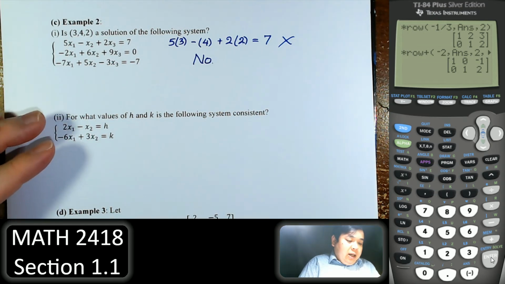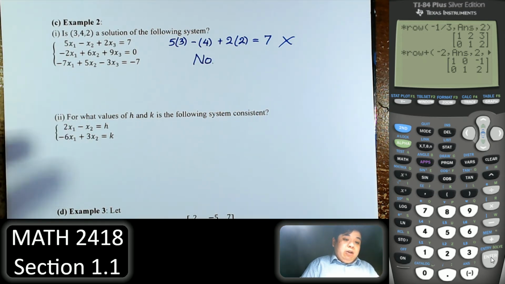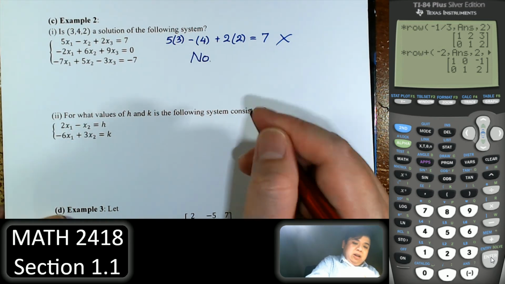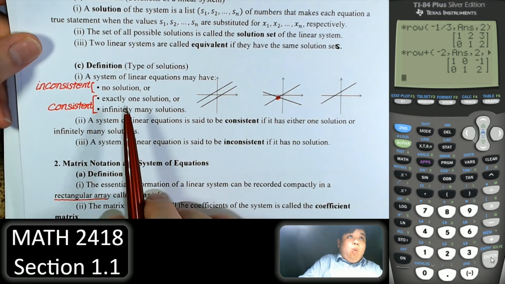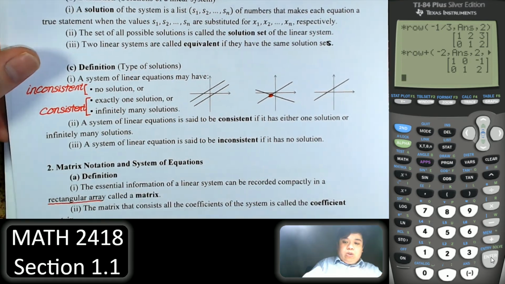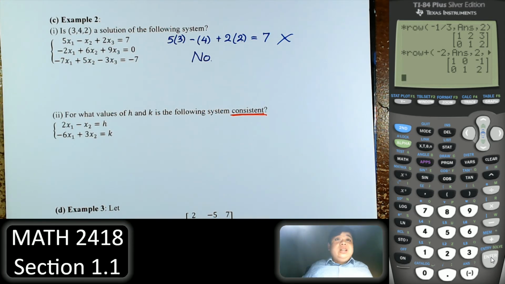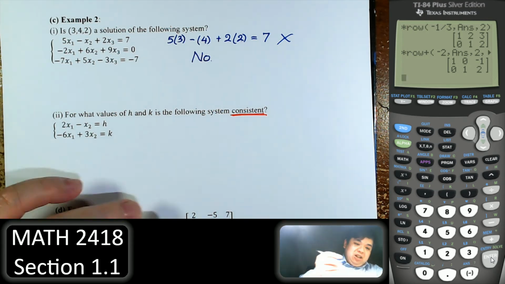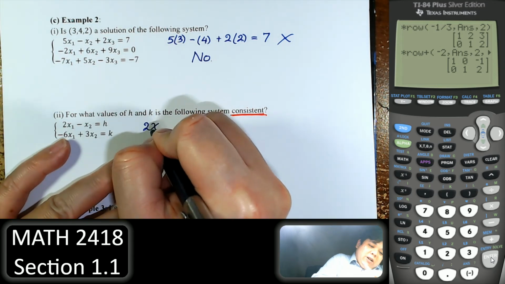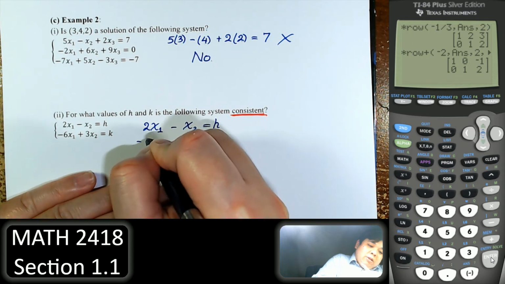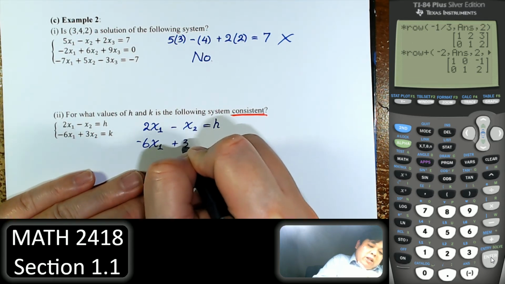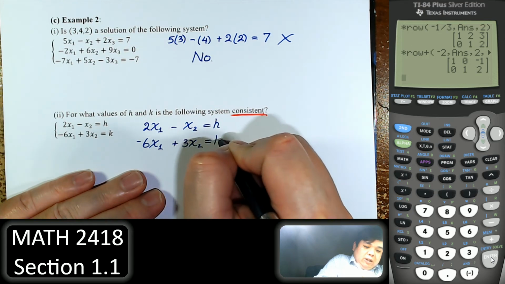Right, next. For what values of h and k is the following system consistent? So what does consistent mean? Consistent meaning that it has either one solution or infinitely many solutions. Let's put this in a matrix, or we just use elimination. Elimination then. So 2x1 minus x2 equal to h. Negative 6x1 plus 3x2 equal to k.